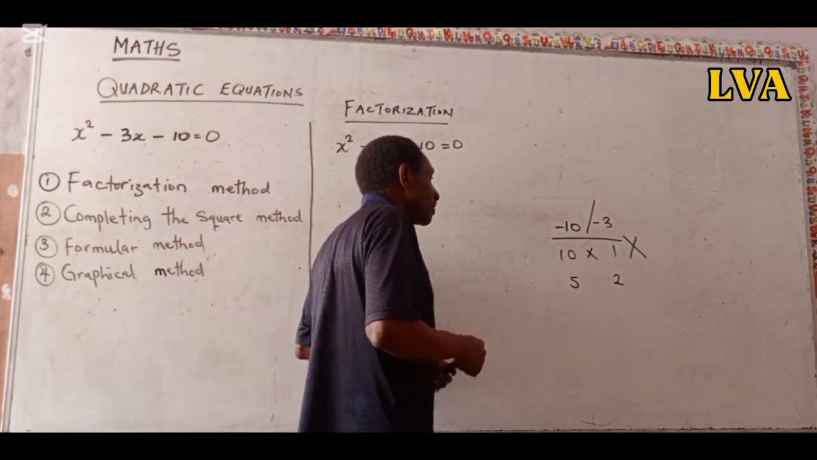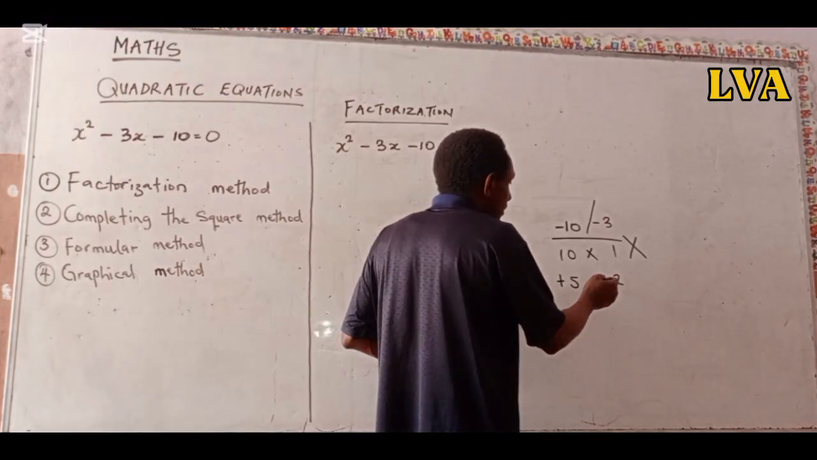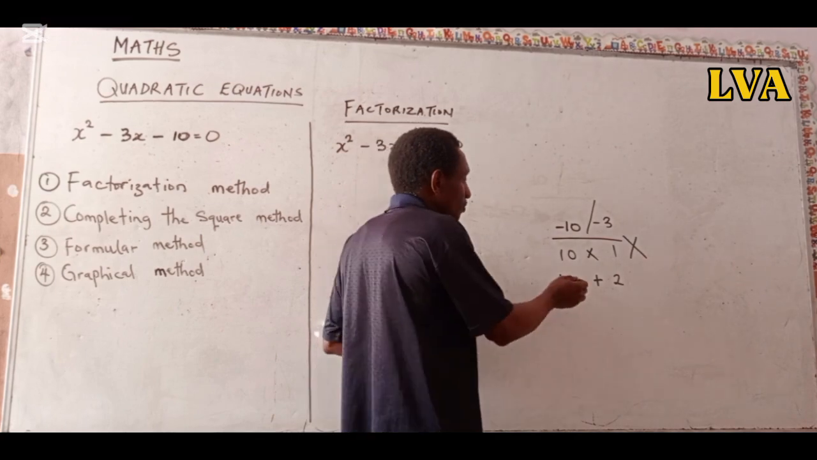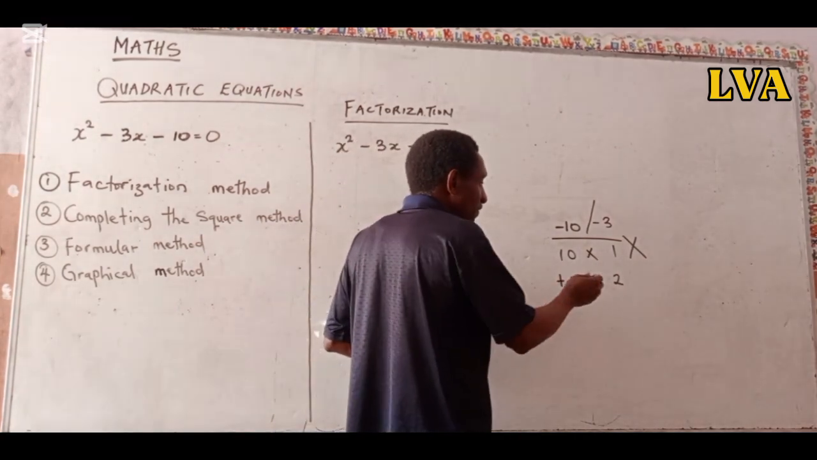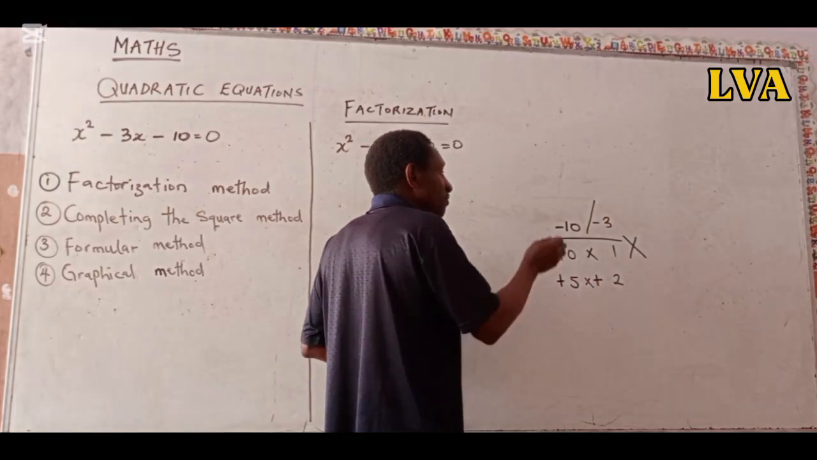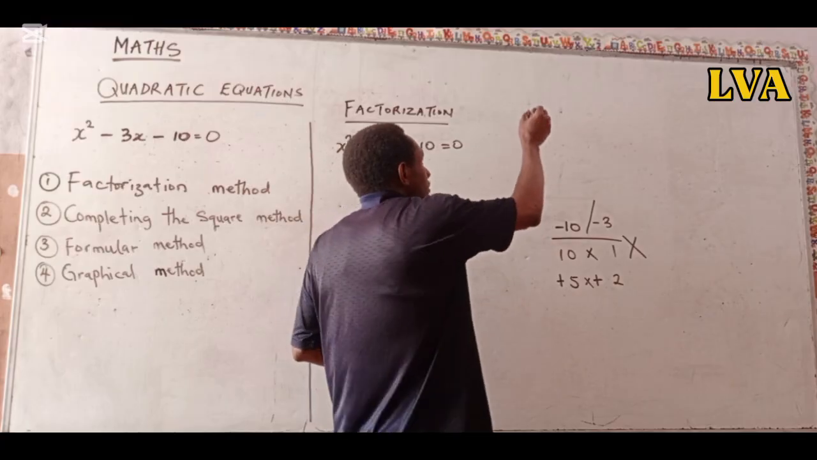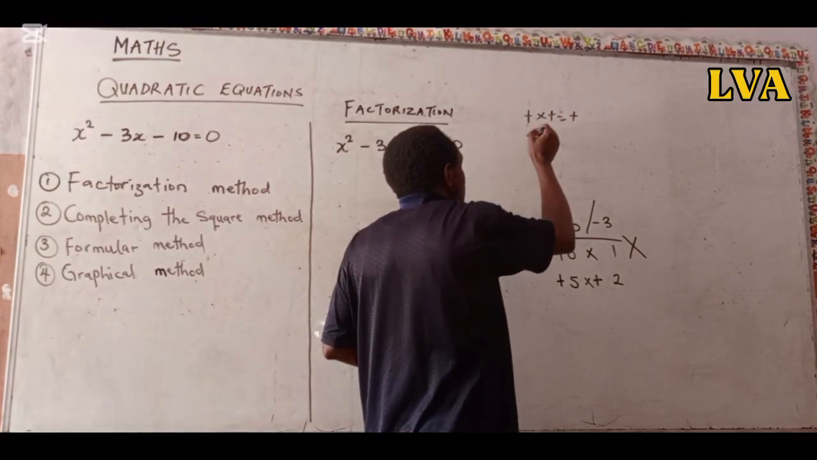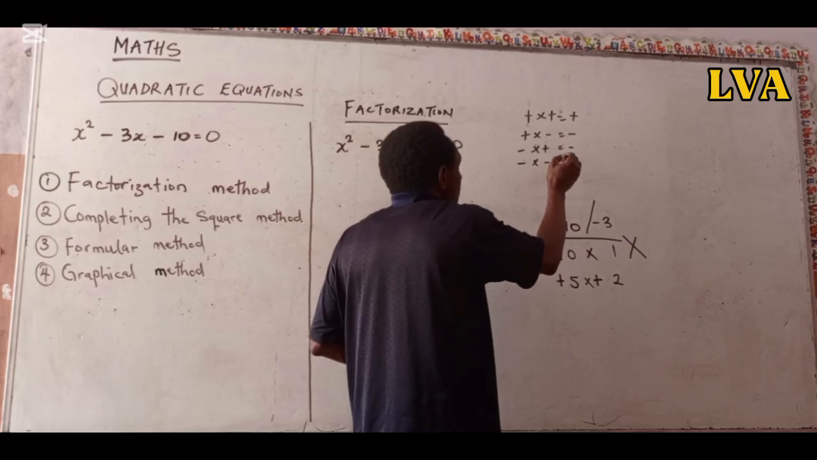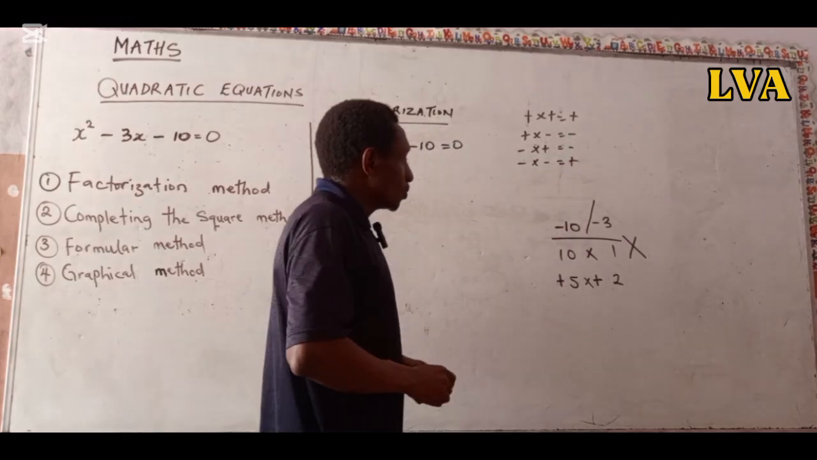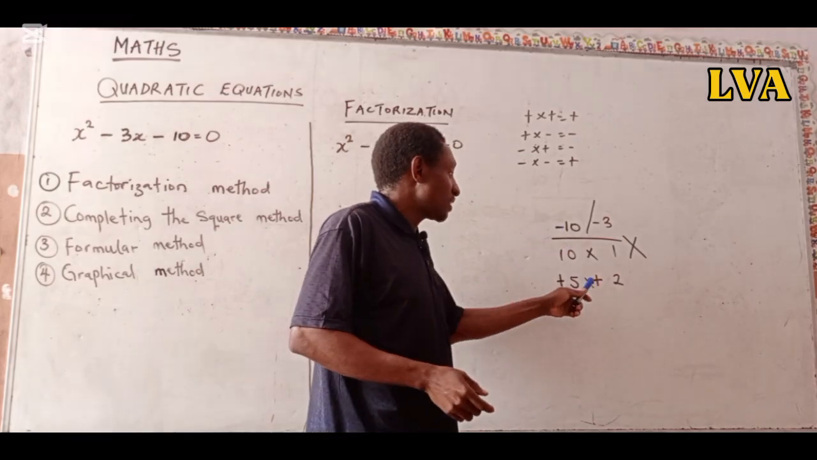So if I put plus here and plus here, that means I attach plus to 5 and plus to 2. That won't give me what I want, because plus 5 times plus 2 will give me plus 10, because plus times plus is plus. Remember that plus times plus is plus, plus times minus is minus, minus times plus is minus, and minus times minus is plus. So my plus times plus is plus, and I'm looking for minus 10. 5 times 2 is 10.